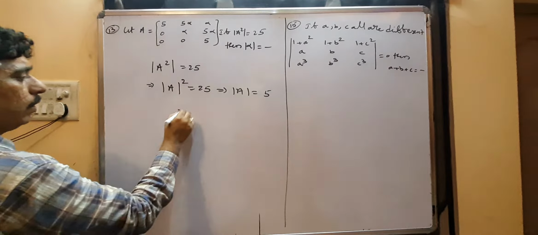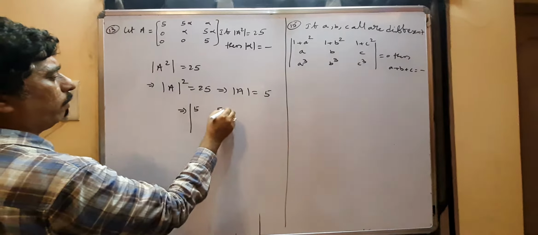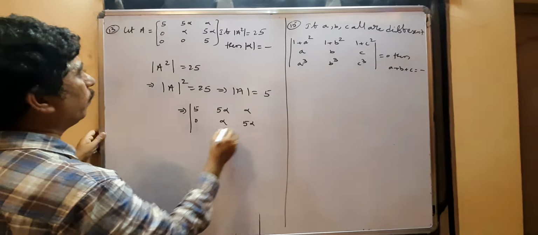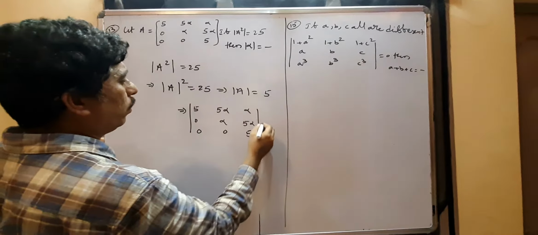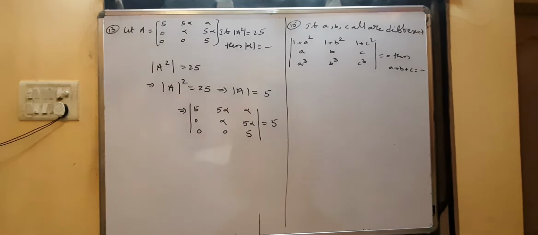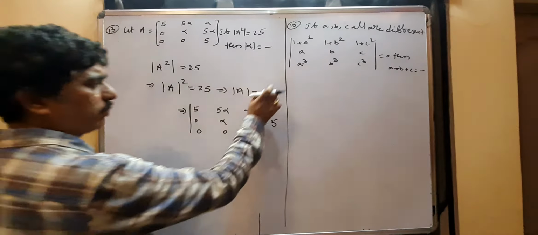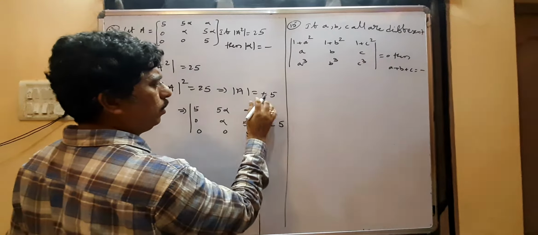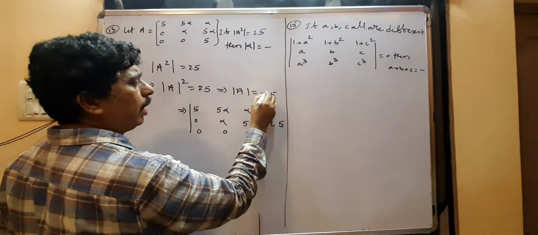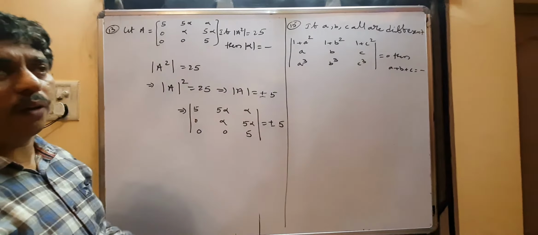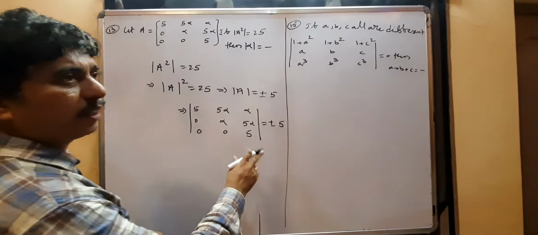Delta A means what do you get? A is a matrix given: 5, alpha, 5; 0, alpha, 0; 0, 0, 5. Delta A squared value is 25. Then obviously delta A equal to plus or minus 5. Now coming to it, they are asking the mod alpha. Modulus always gives a positive quantity. Modulus of alpha gives always positive. That is the reason you take the plus only.